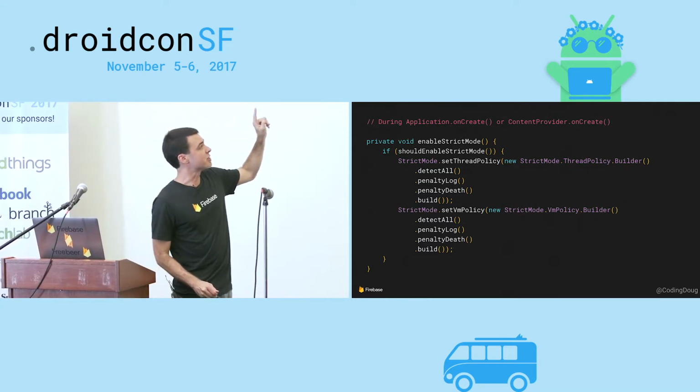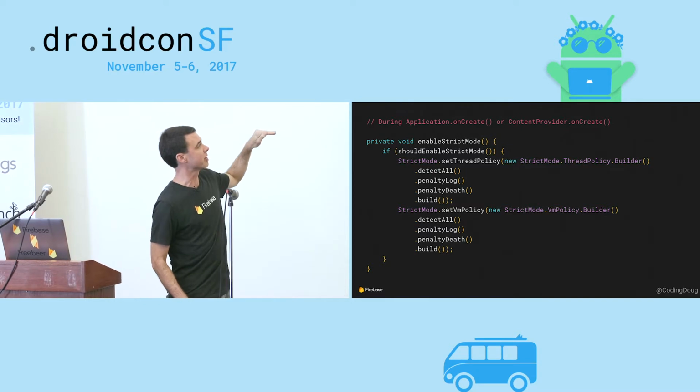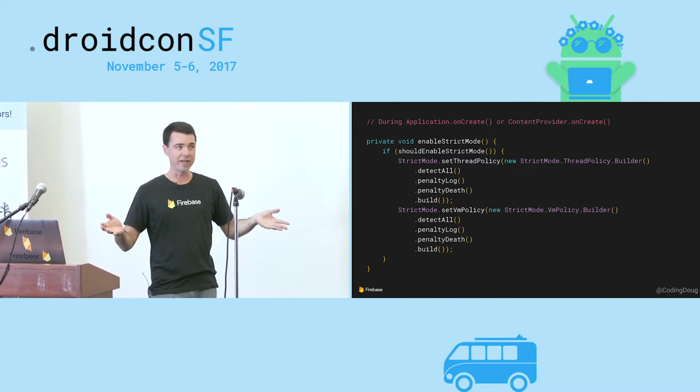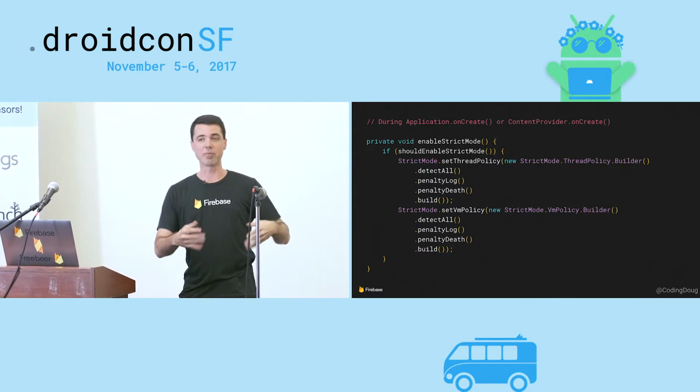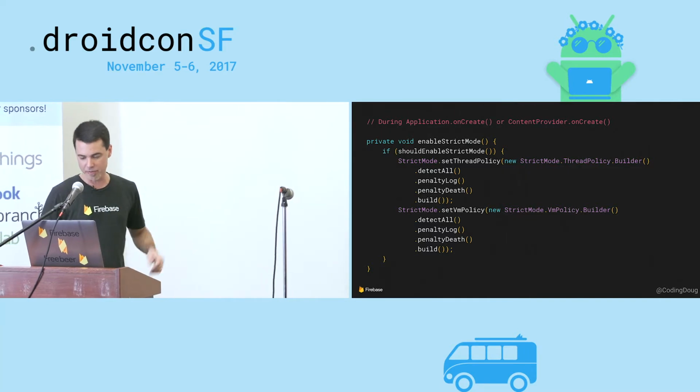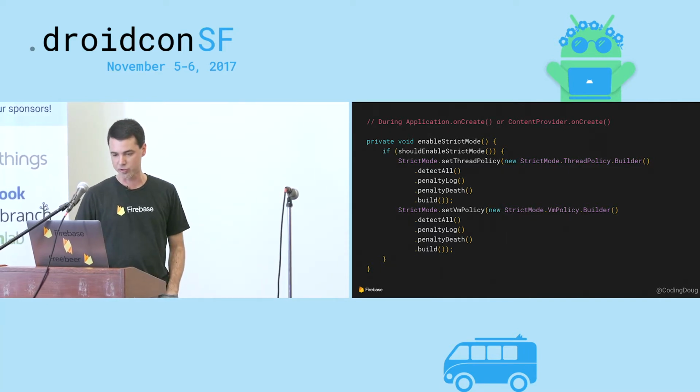Next line, I'm using strict mode, and there are two different kinds of strict modes. There's one for thread policy, meaning for the threads in my app, what rules do they need to obey? The VM policy is similar, but for the entire VM, what kind of rules do they need to obey? So what I do is I enable both of those, only if strict mode should be enabled.